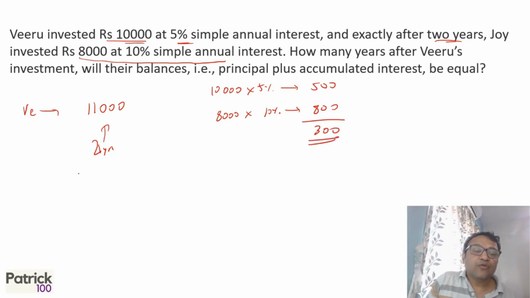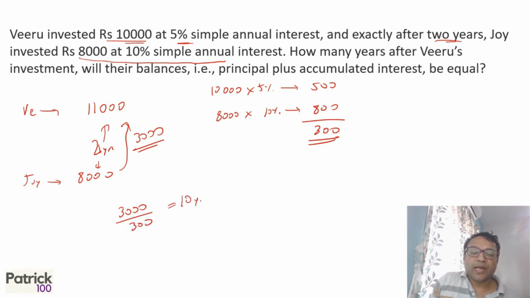And at present, after 2 years, Viru has 3,000 more than Joy. If Viru has 3,000 more than Joy, so for Joy to earn 3,000 extra, he will take 3,000 upon 300, which is 10 more years. So 10 years plus the initial 2 years will give you 12 years as the answer.